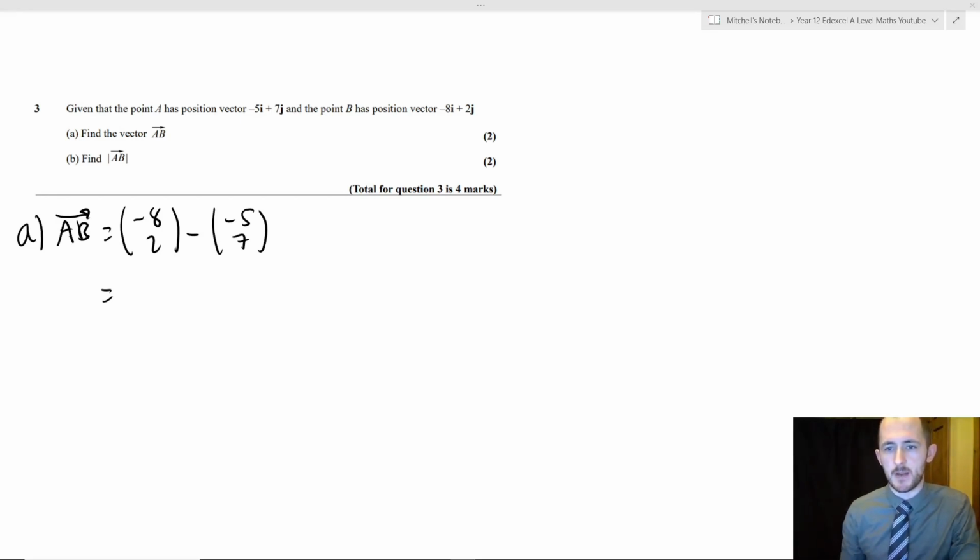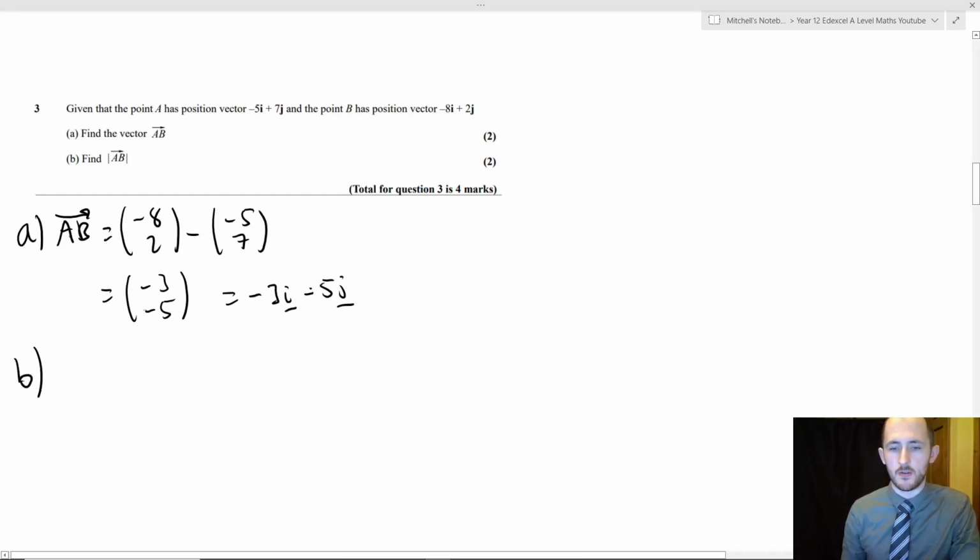So minus 8 minus 5 would give me minus 13. 2 minus 7 gives me minus 5. And so if we were to write down ij notation, it's minus 3i minus 5j. And then finding the modulus shouldn't be too tricky. All you need to do is square the two components and add them together.